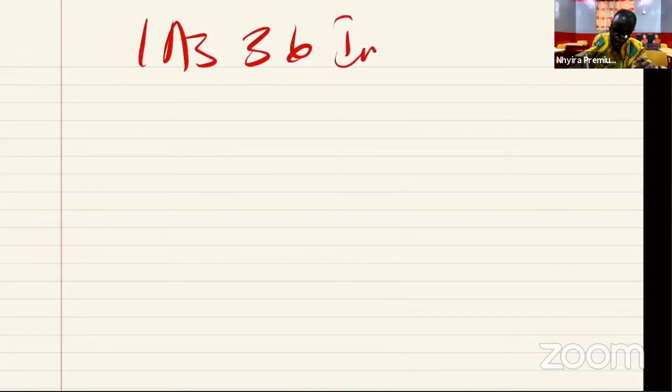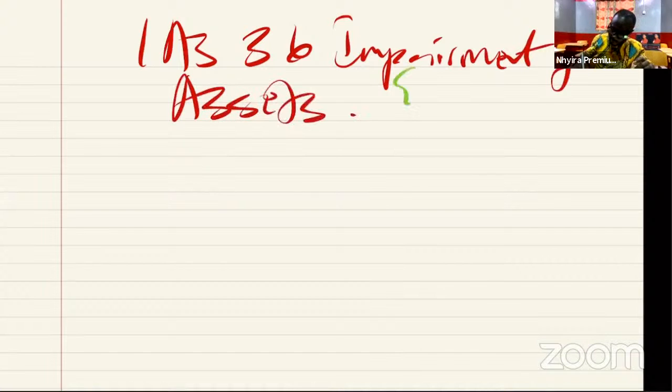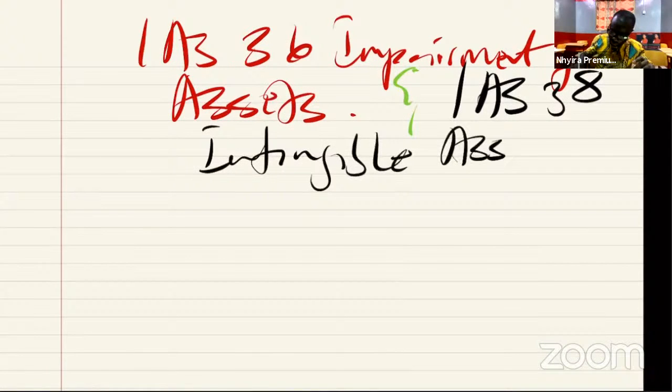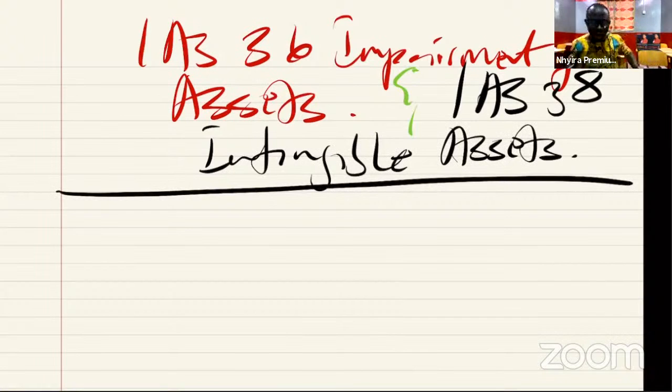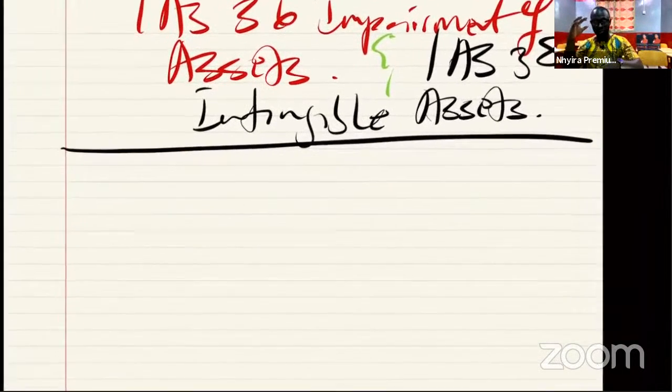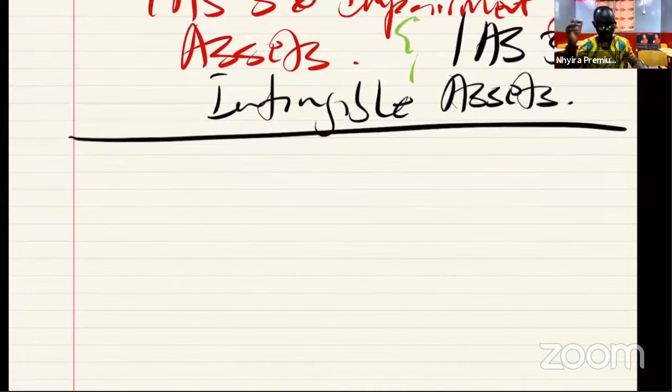All right, so let's get into the discussion. IAS 36, Impairment of Assets, and then IAS 38, Intangible Assets. We want to go straight into the discussion. Very much excited about it because it's going to help you understand what is going on there. We're going to start with IAS 38, intangible assets, and as we proceed, IAS 36, impairment of assets, is actually going to show up. So we're going to look at them one after the other.